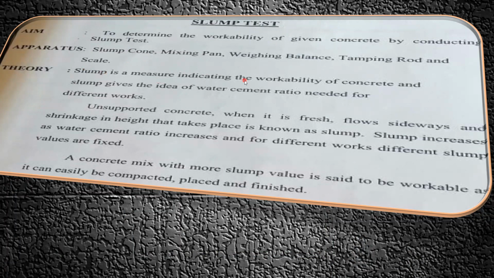Slump is a measure indicating the workability of a concrete, and slump gives an idea of the water cement ratio needed for the different works. Always remember this. Unsupported concrete, when it is fresh, flows sideways, and the shrinkage in height that takes place is known as slump. Slump increases as the water cement ratio increases, and for different works, different slump values are fixed. A concrete mix with more slump value is said to be workable, as it can be easily compacted, placed, and finished.